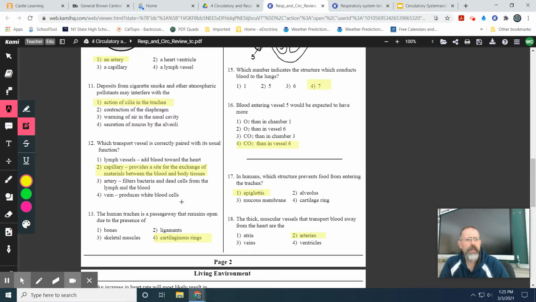So you read through there, and all the others are just blatantly wrong. The capillary is where it gets right to the cells, where you have the gas exchange between the blood and the body tissues. So that's why 12 should be 2. Hopefully you had that. 13.